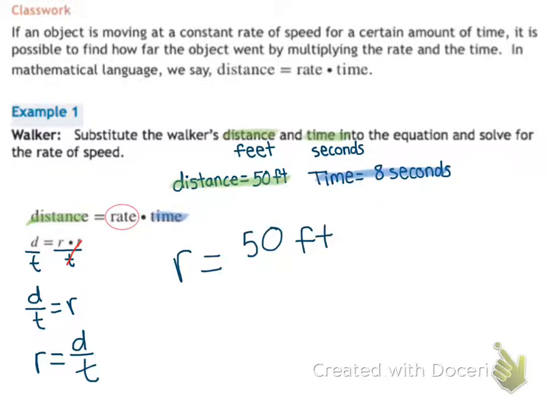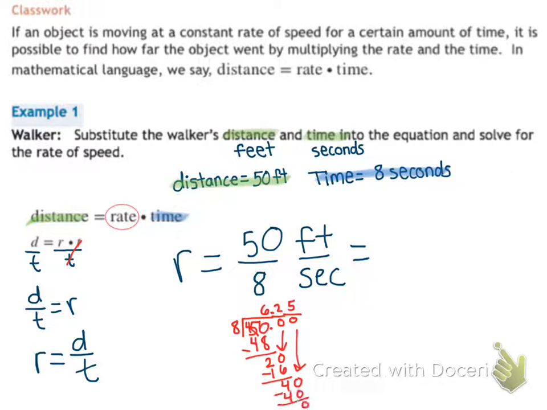So I'm going to take the information I just gave you. I know that my rate is 50 feet for every 8 seconds. And now I need to divide 50 by 8 to get my actual rate. And after dividing, I get 6 and 25 hundredths feet per second.